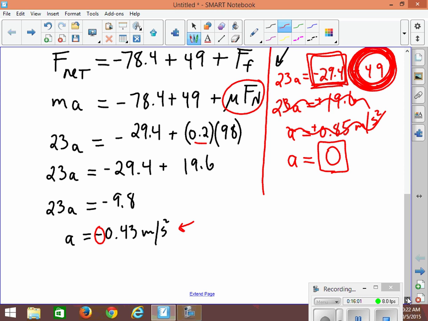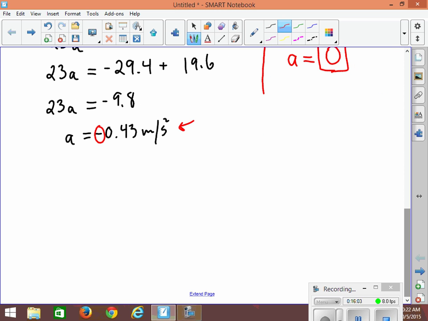Okay, now having said that, it's fairly easy to get the tensions. To do the tensions, now we look inside, and for T1, we'll look at the 8 kilogram block. It has a tension force pulling up, and it has a gravity force pulling down. And so the gravity force was 78.4, and we're trying to find this T1 value.